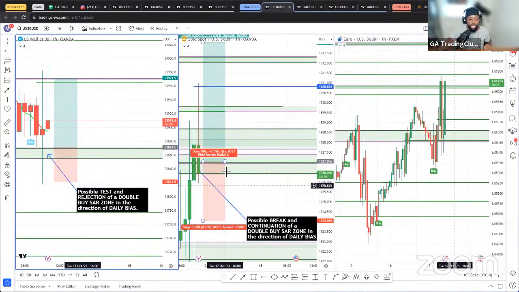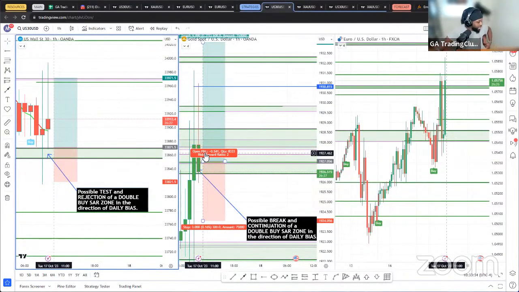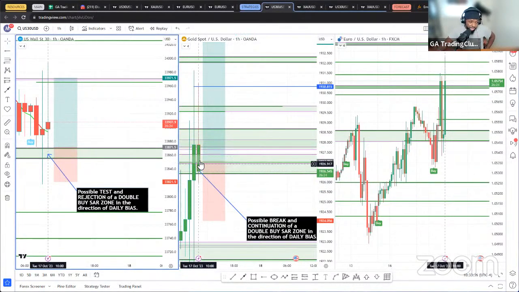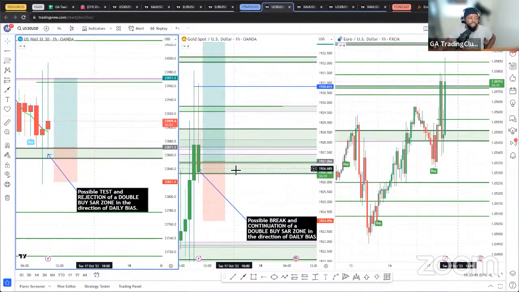Perfect. So again, in the next 26 minutes, same thing for gold. If gold closes below 1927, this trade setup is invalid and I'm not looking for it. I would then have to wait for gold to come back up, break that double SAR and give me a possible break and continuation. So once you apply these rules, yes, you won't be taking as many trades as you might want, but you don't need a lot of trades.